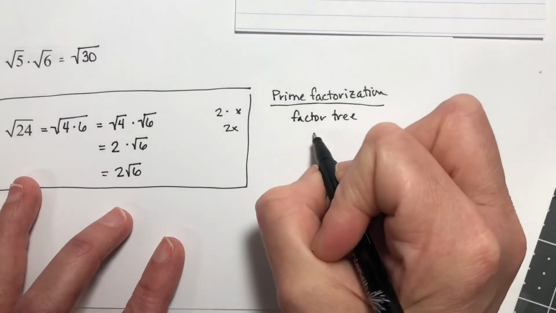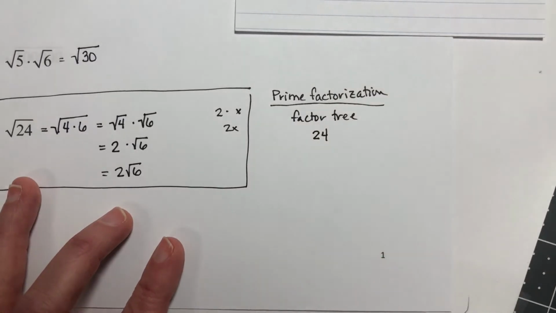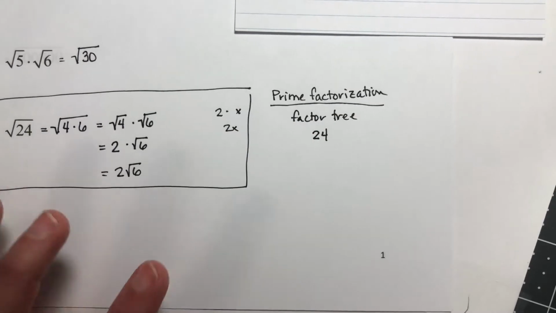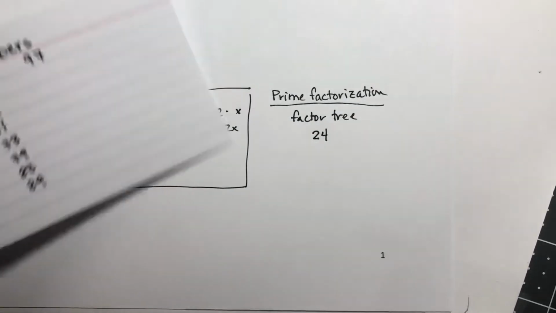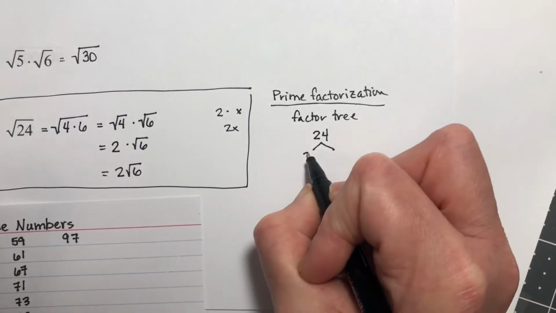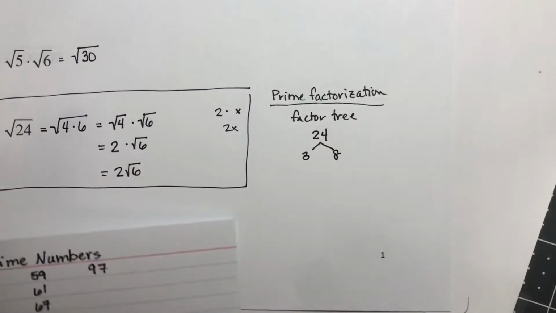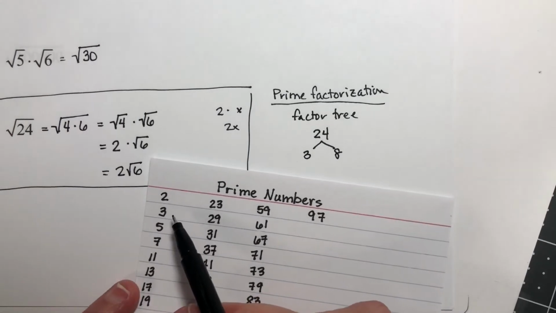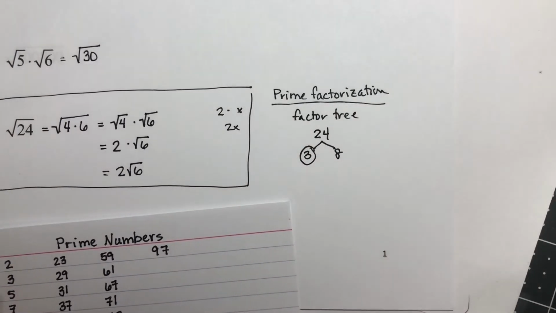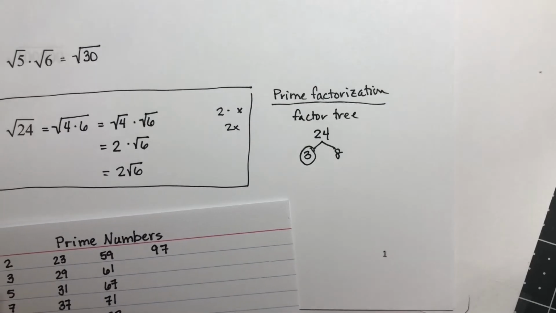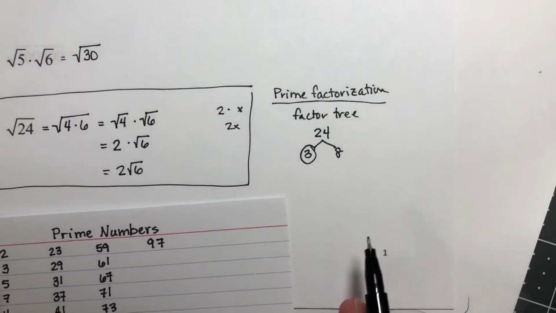And what you would do is you would take the number you're trying to split up, 24, and try to think of 2 numbers that multiply to 24. I don't want to use 4 and 6 again, so let's go with 3 and 8. 3 is a prime number, so it is a dead end. I circle my dead ends so that they're easier to find. If your tree gets really large, you can lose dead ends, and you need all of them.